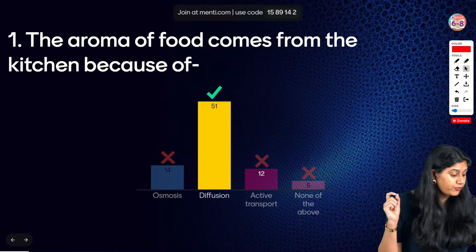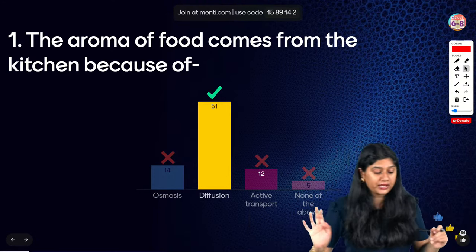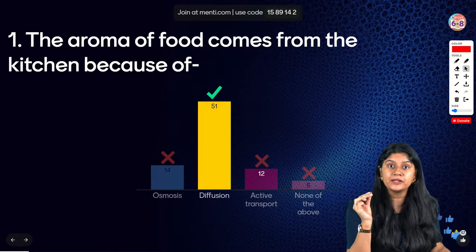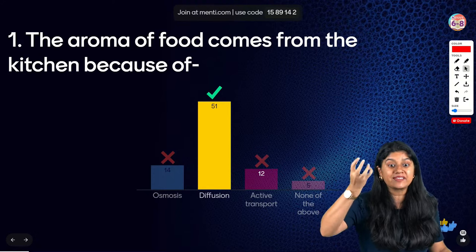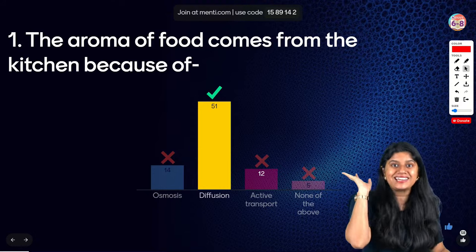Very good. 51 of you have voted for the correct answer. I can see that few of you have the confusion over here, right? In the osmosis and active transport. But in active transport, what will happen? The molecules will be moving from the lower concentration to the higher concentration, and there will be the requirement of the energy, right? In active transport, ATP will be used.